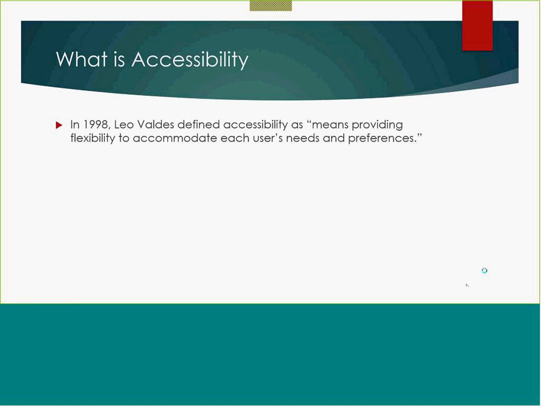In 1998, Leo Valdez, who works at an accessibility company, was commissioned by the United Nations for a project called Enable. During the course of that project, he defined accessibility as the means of providing flexibility to accommodate each user's needs and preferences. More than the fourth definition of Merriam-Webster, I find this to be the best definition of the word accessibility. I think it covers all users, whether it be the public or our students or our coworkers. It also includes the word flexibility, because every person's needs are different. We need to not have a prescriptive way to address accessibility, but more of a flexible one.